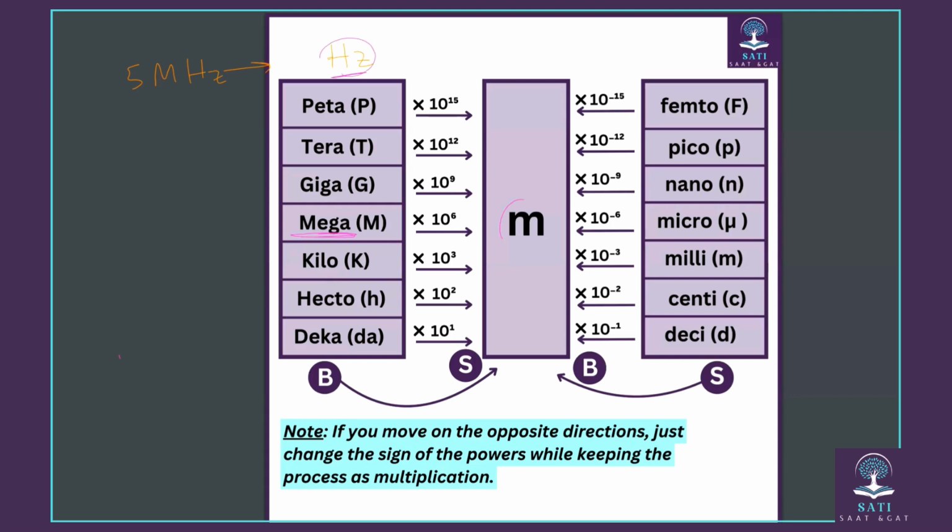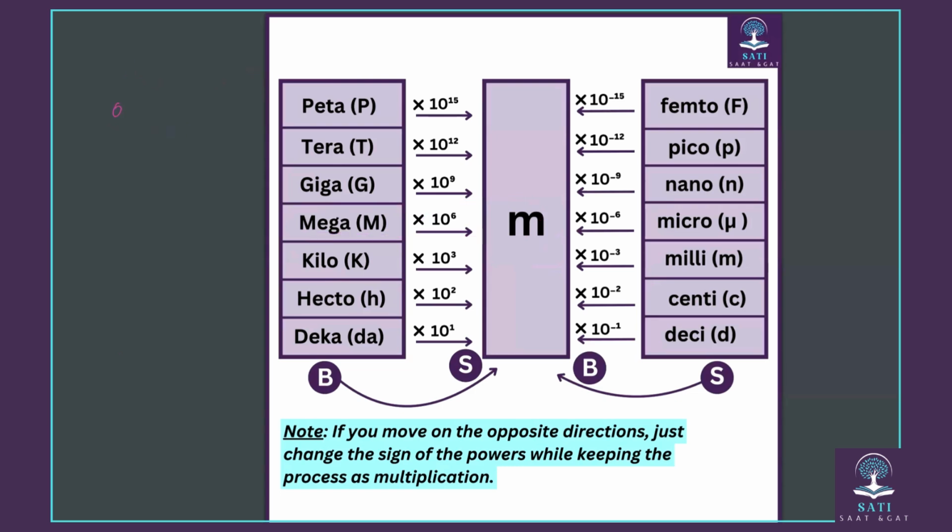So I'm going to move like this, but it's going to be hertz. This is now my way. So I change the number here, I multiply by 10 to the power of 6. So I multiply 5 times 10 to the power of 6. You can leave it like that, which is standard or scientific notation, or you can write it as 5 million hertz, or keep it as 5 times 10 to the power of 6 hertz.